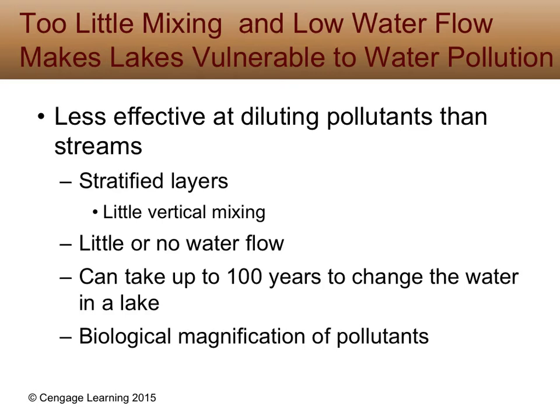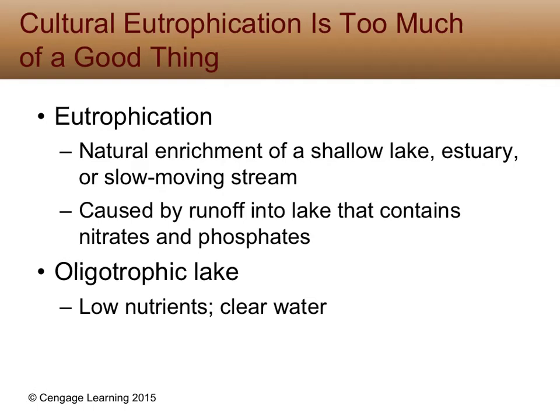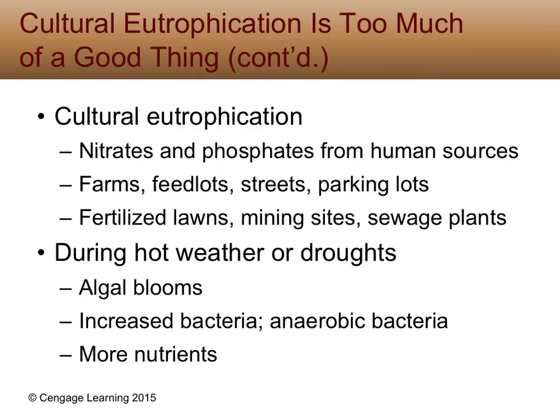And of course, a lot of pollutants get biologically magnified. Eutrophication you should know all about already. It is natural enrichment of a shallow lake or estuary, a slow-moving system, from runoffs like nitrates and phosphates. An oligotrophic lake, of course, is clean. Cultural eutrophication is called cultural because we humans cause it.